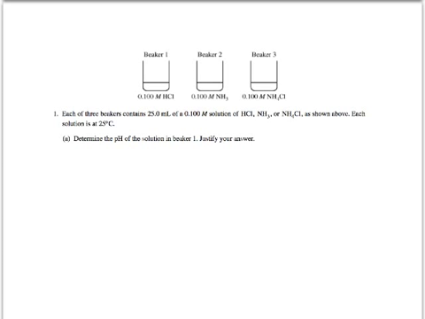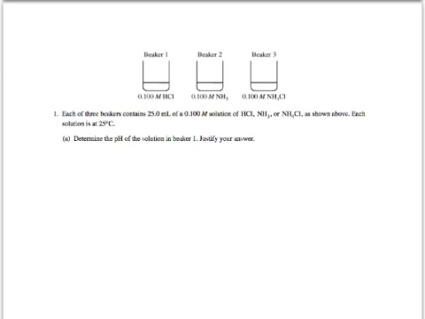They give you the fact that you have 3 beakers. One of them is 0.1 molar HCl, which is a strong acid. The other one's 0.1 molar NH3, which is a weak base. And the third beaker is 0.1 molar ammonium chloride, and you should recognize that the ammonium ion is the conjugate acid of the weak base NH3.